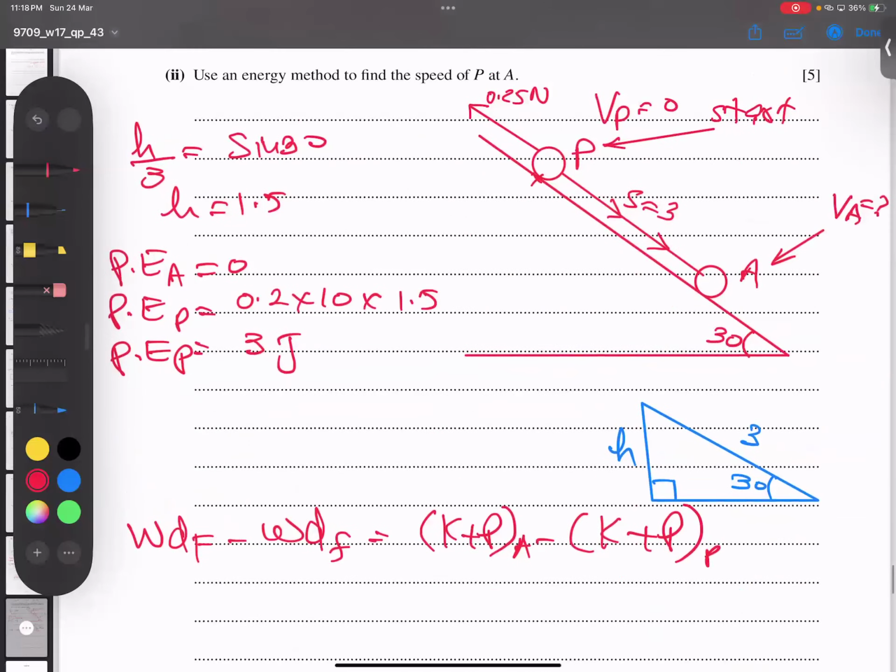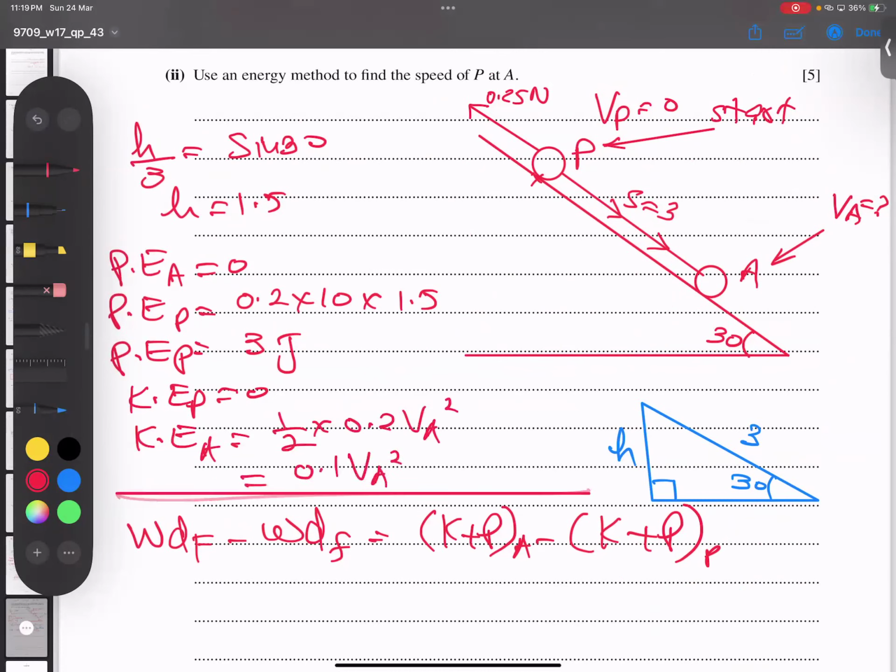Now let's talk about kinetic energy at P. It is 0, because it's starting from rest from here. So kinetic energy at P is 0. Kinetic energy at A, I can find as half mv squared. V is unknown, so I got 0.1 v squared. I believe this is clear. I hope up till here you understood. But there is only one problem here. What about this force? And where is the work done by the friction force? These two components we have yet to decide.